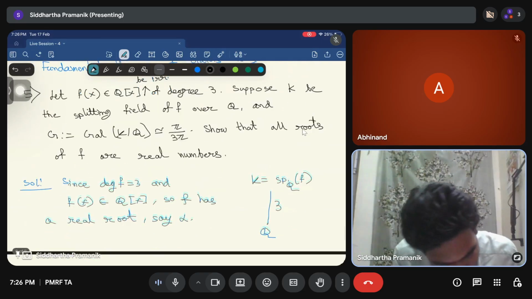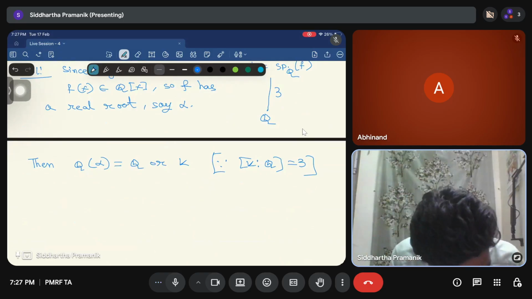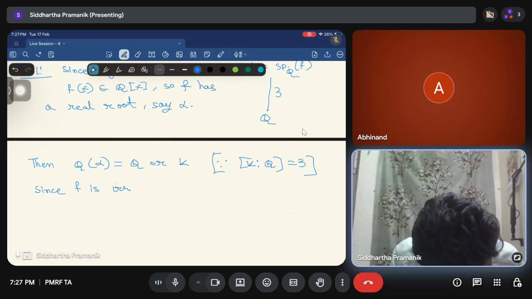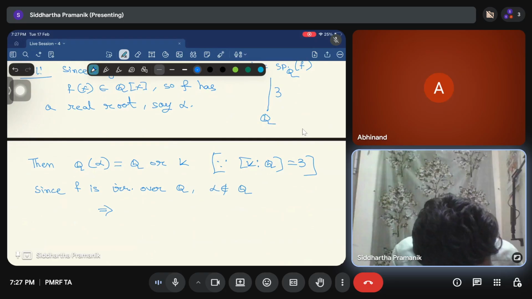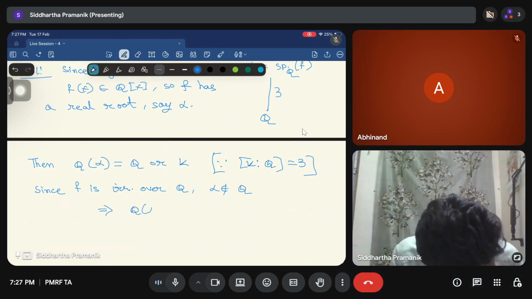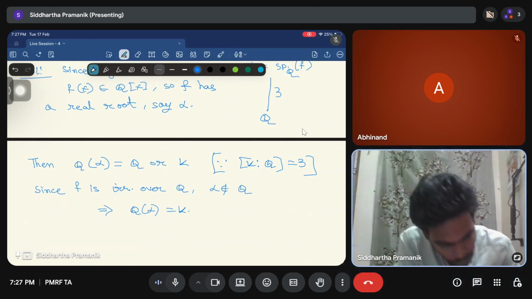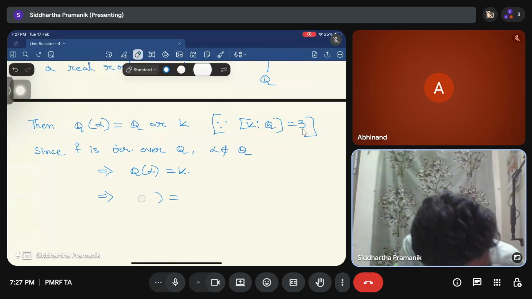Okay. So now if we assume that it is irreducible, then it cannot be Q, right? Then it should be equal to K. Since f is irreducible over Q, alpha cannot belong to Q. So it will imply Q adjoin alpha is exactly equal to K. Now, how does this field look?